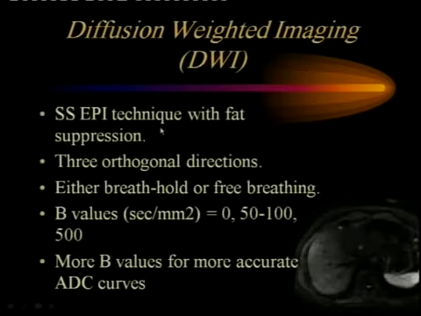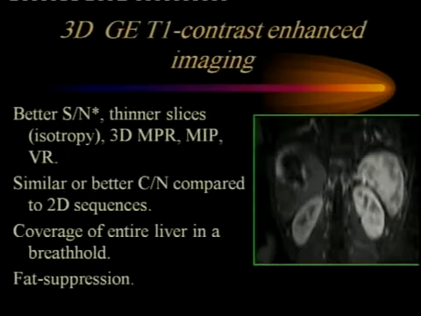Diffusion-weighted imaging is this single-shot EPI technique with fat suppression. It's obtained usually in the three orthogonal directions. It can be done either with a breath hold or with free breathing, and we usually get several B values, at least to obtain at 0, maybe a low B value and a higher B value. You can obtain more B values if you're interested in getting more accurate ADC curves.